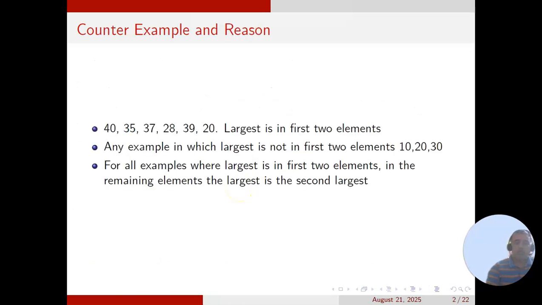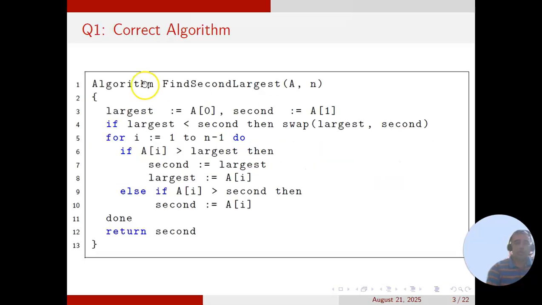Okay, so this algorithm works whenever you have the largest in the first two elements. That's why for the example that they had given, it is working. But it is not going to work for the cases where the largest is not in the first two elements. The correct algorithm is, you just need to add second equal to largest in the first check, because whenever we update the largest, the previous largest will become the second largest.